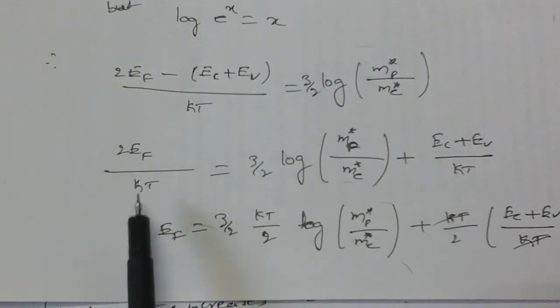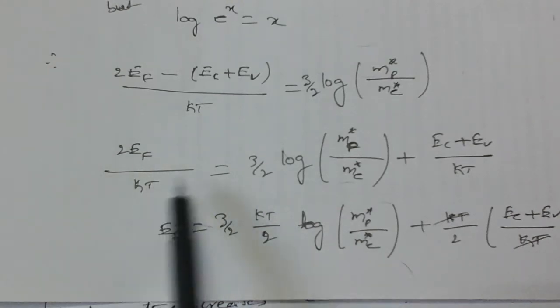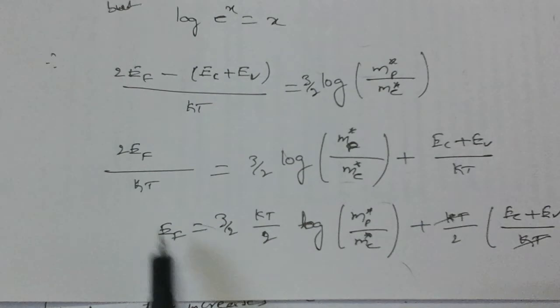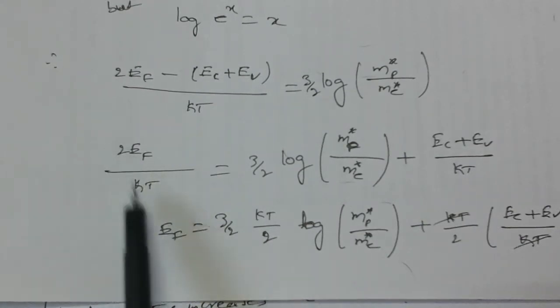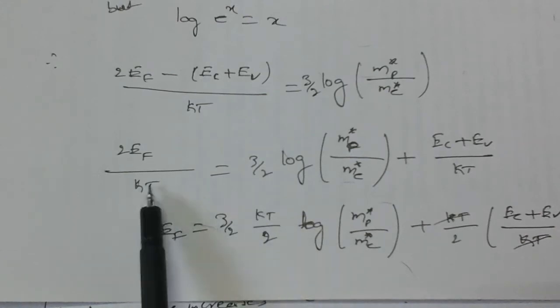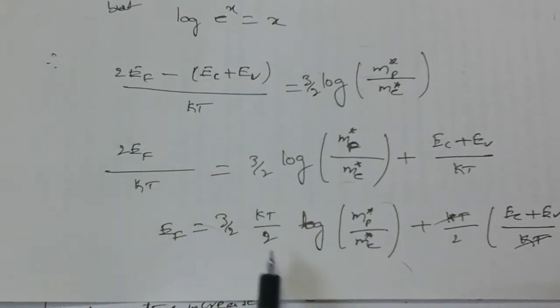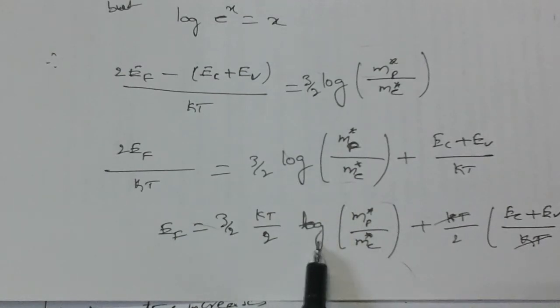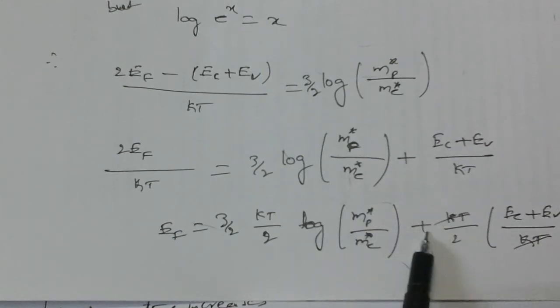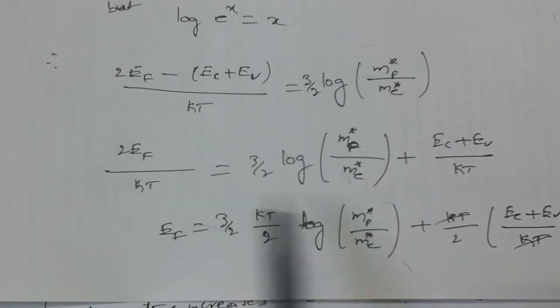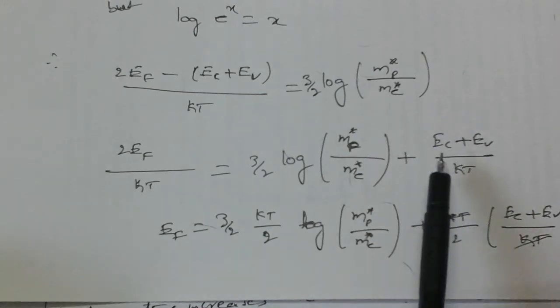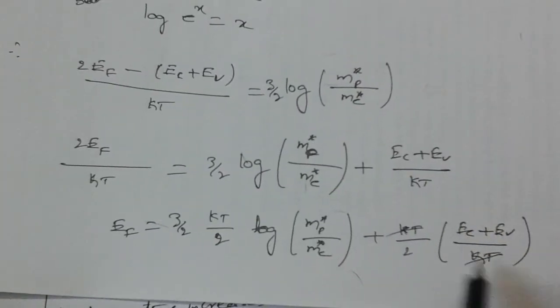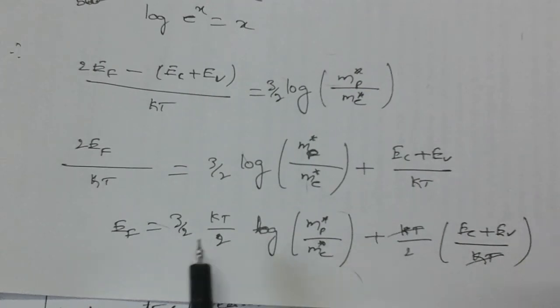So 2EF by KVT, this KT you are sending, the 2 you are sending. So EF, this 2 by KT goes to that side. So 3 by 2, this KT is coming here, this 2 is coming by 2, logarithm of MP star by ME star. Plus this KT has come here, and 2 also comes here, into (EC plus EV) by KT. This KT cancels, but the 2 remains. So the final term you are going to get like this.